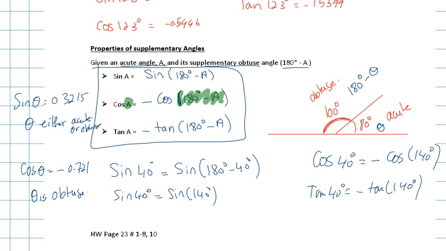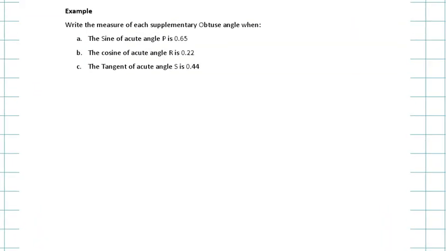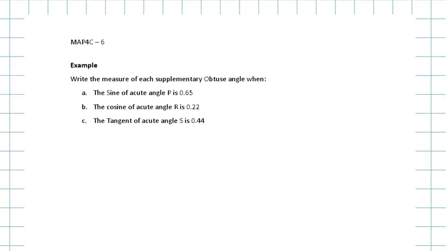Alright. I will go back to it after. So write the measure of each supplementary obtuse angle. Now, listen to this. Write the measure of each supplementary obtuse angle. So your answer must be an obtuse angle. Obtuse means greater than 90, between 90 and 180.